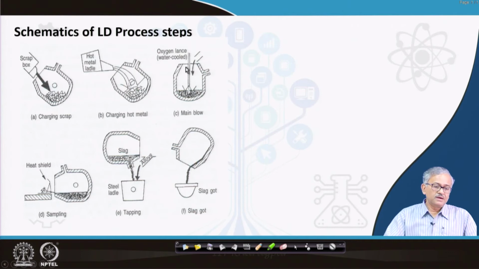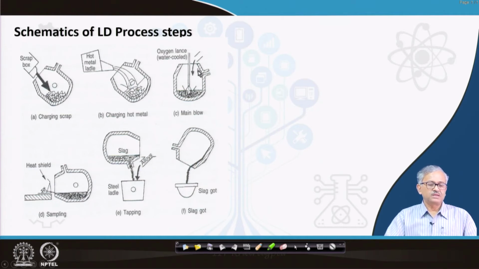And then, in the main flow, after you charge the scrap and the hot metal, this solid charge need not be only scrap. Nowadays it can be DRI or any other kind of steel plant waste; people are using coolants. So you can use any kind of coolant here, not only the scrap, but mostly it is the scrap and the hot metal.